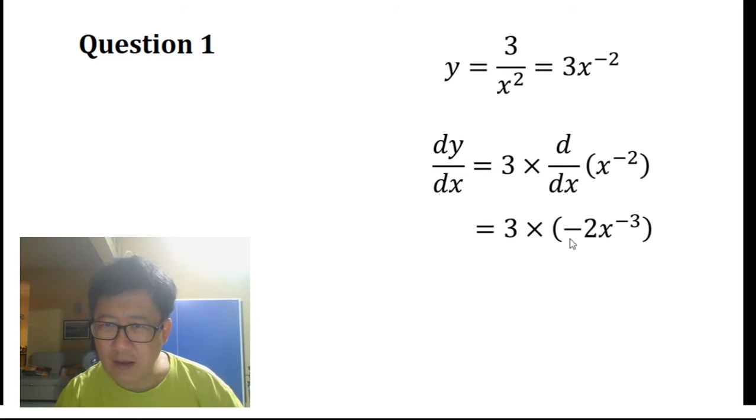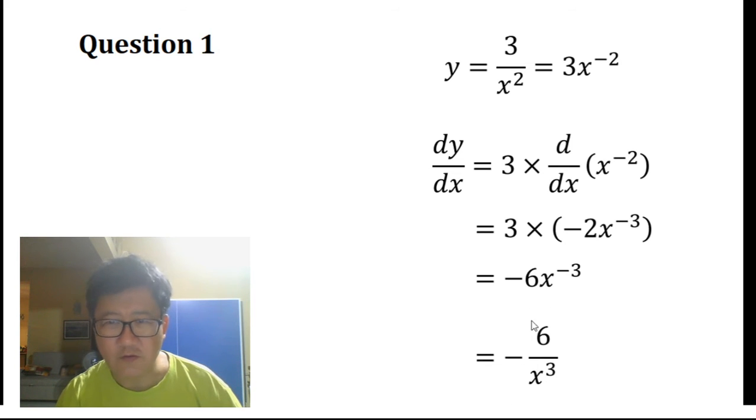That is just 3 times, for this, just bring down the minus 2, so minus 2 times x to the power minus 2 minus 1, which is minus 3, so minus 2x to the power minus 3. And when you perform this multiplication, you get a minus 6x to the power minus 3, or you get a minus 6 over x to the power 3 in this format.